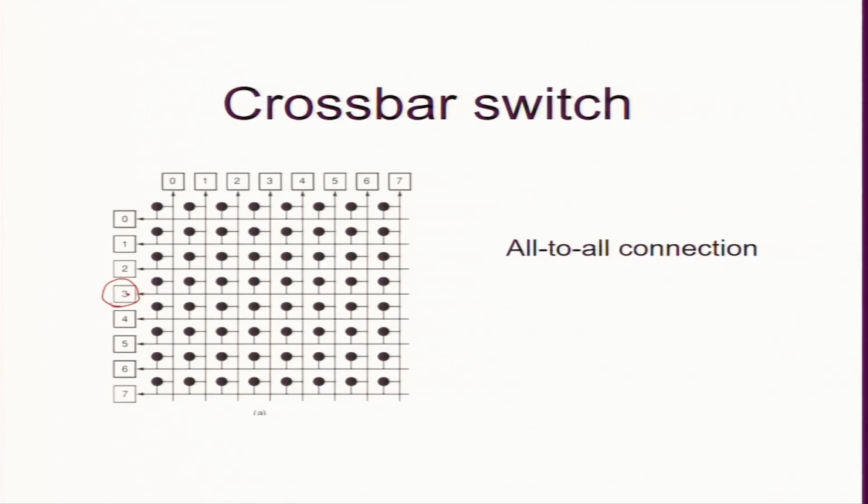Let us imagine I want to go from 3 to 5. Right now I think everybody is off and I turn on these two lines.